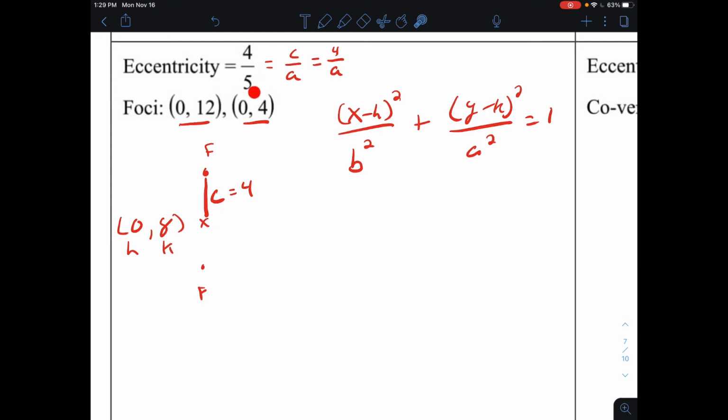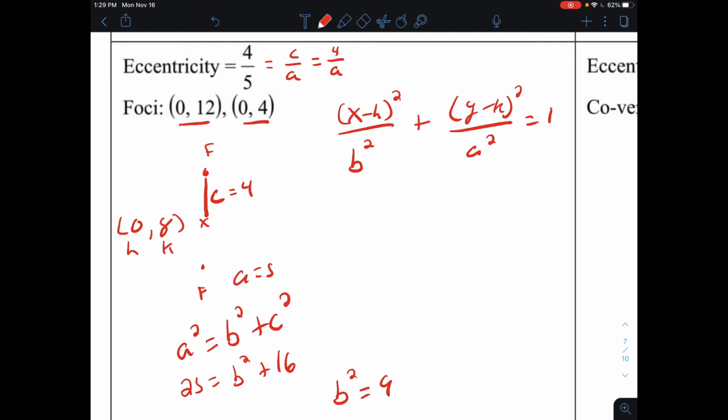So eccentricity is 4 over 5. Well, we know that c was 4, which means that a has to be 5. So we got a to be 5. And so all we need left to do is to find b. Well, we use the Pythagorean relation: a squared is equal to b squared plus c squared. So a squared, 25, is equal to b squared plus c squared, 16. And we wind up getting b squared is going to equal 9. So b would equal 3.